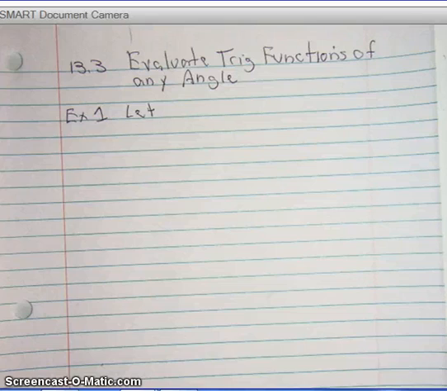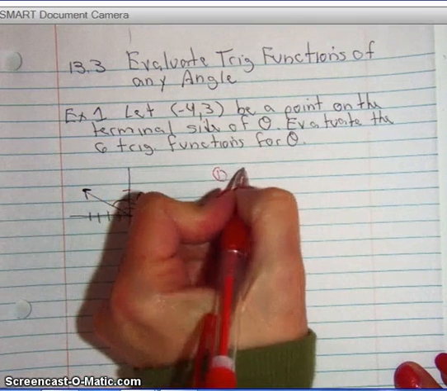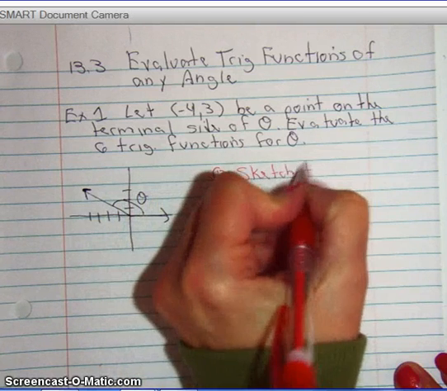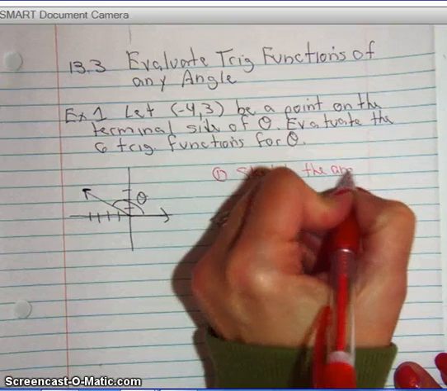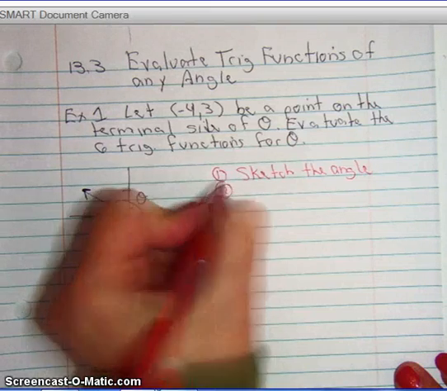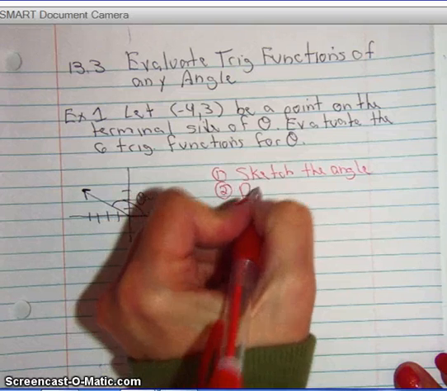Actually, I'm going to pause this while I draw. Step number 1 is sketch the angle, which is what we already did. Step number 2, drop an altitude to the x-axis.